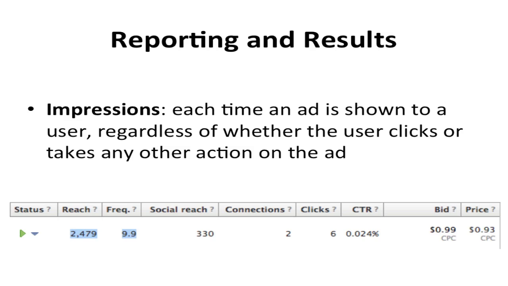So the reach, it's actually gone out to 2,479 people. But that's not how many impressions. The impressions are 2,479 times the frequency. So it's appeared on people's pages 9.9 times on average. As you can see down the bottom, it's a reach of 2,479 times the frequency. So I've actually had 24,542 impressions of this ad.